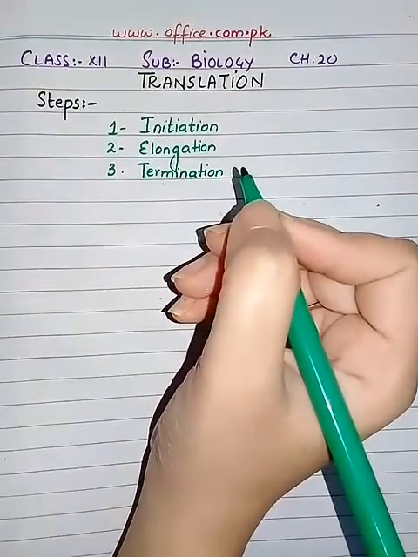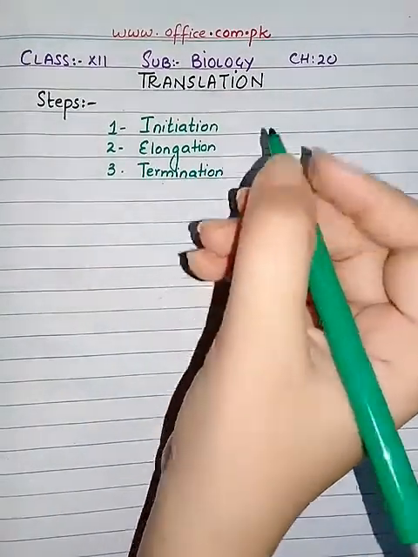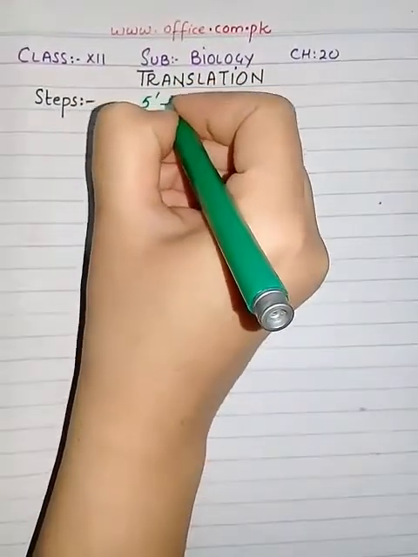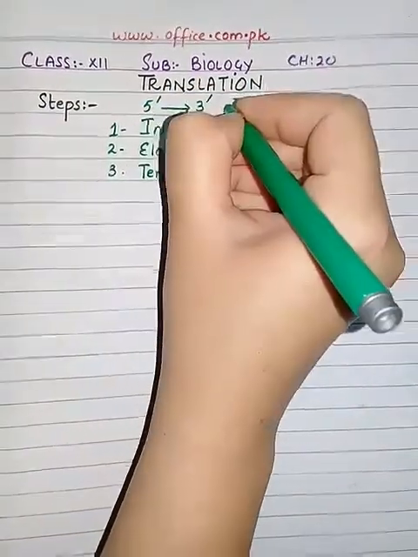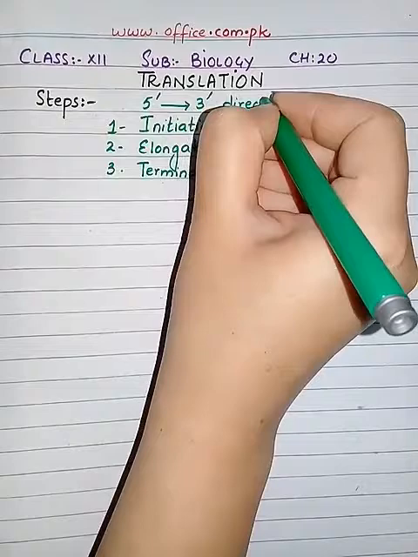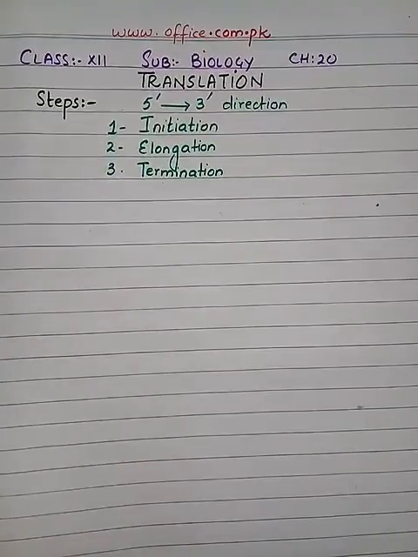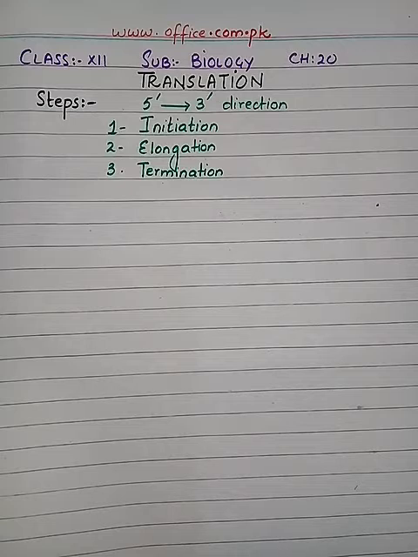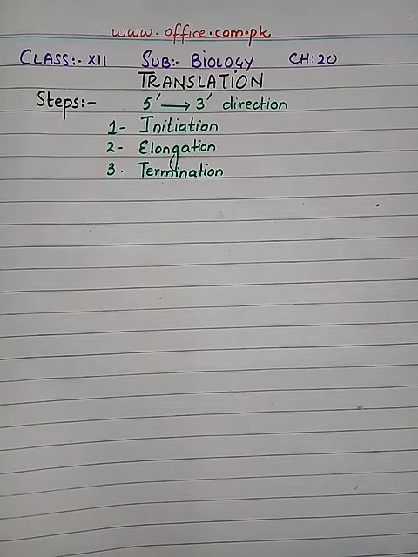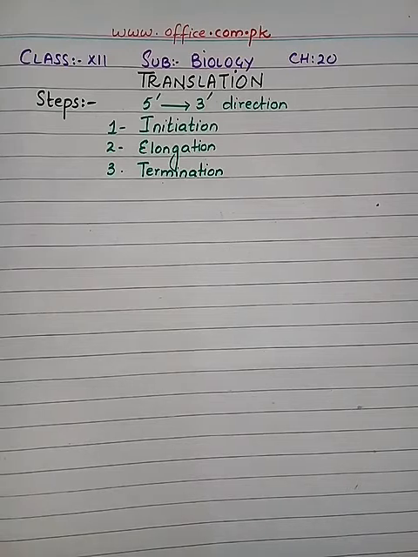Let me tell you that translation is completed in 5' to 3' direction. Now it's clear to you that all the three procedures we have studied, the DNA replication, transcription and translation, all of them are completed in 5' to 3' direction. Now the first step is initiation.